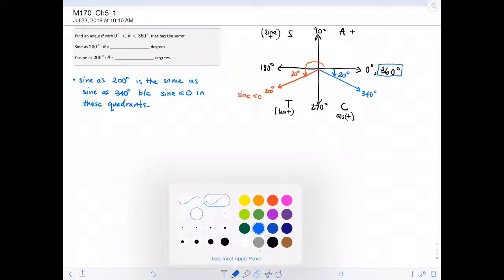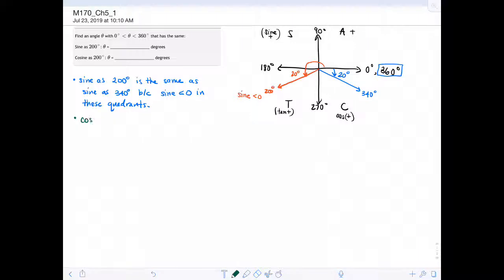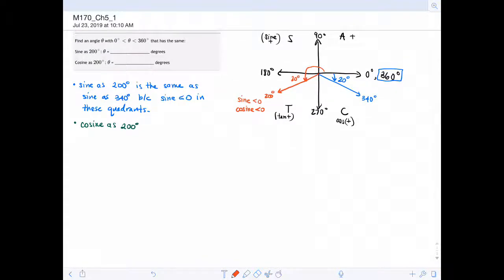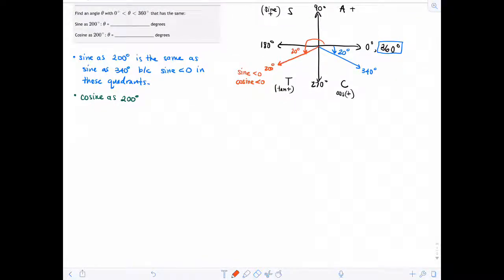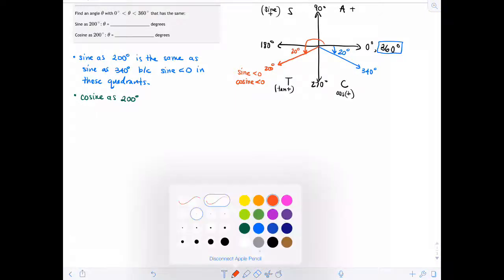So now let's go ahead and talk about cosine of 200. Okay, so here, same idea. Here is 200 degrees, reference angle is 20 degrees, and cosine in this case is also negative because tangent is the only trigonometric function in the third quadrant that's positive. So what other quadrant is cosine negative? Well, not the fourth quadrant like the other one, because cosine is positive here. And cosine is also positive in the first quadrant. So therefore we look for the second quadrant, and that is where cosine would be negative.